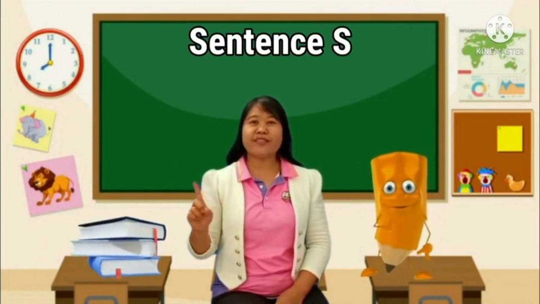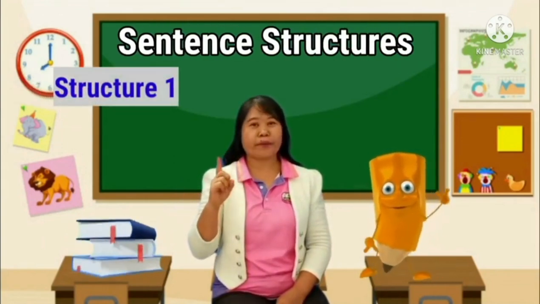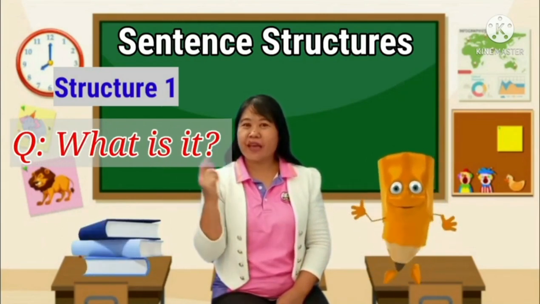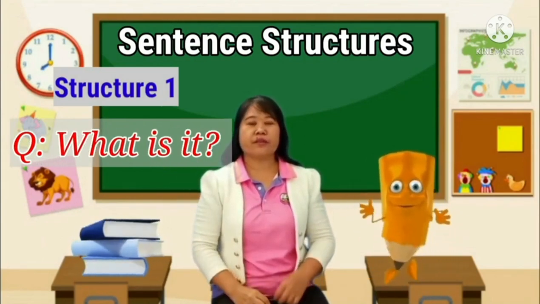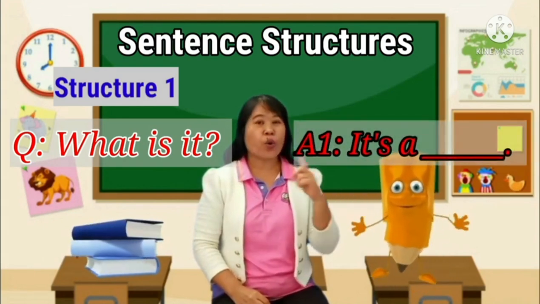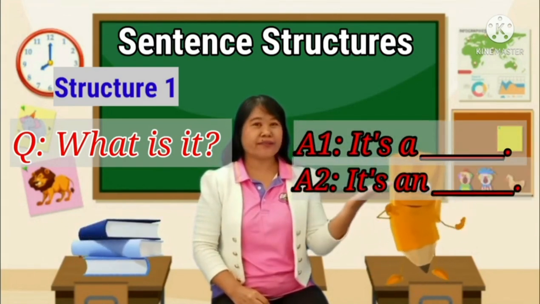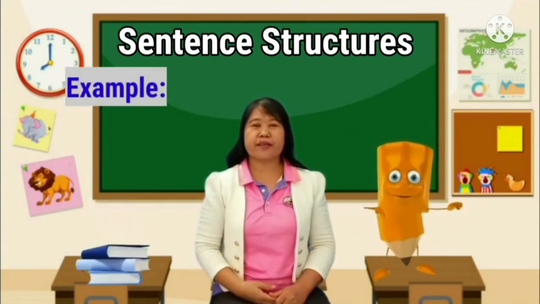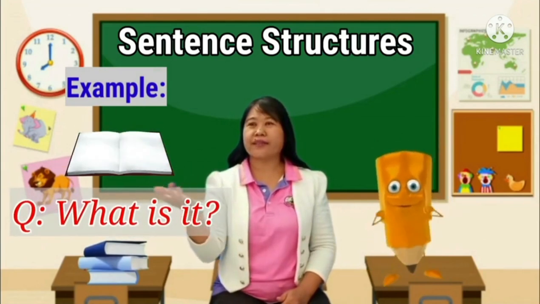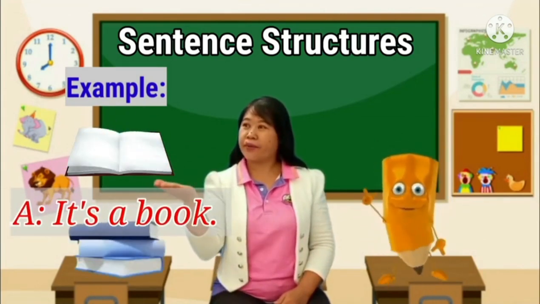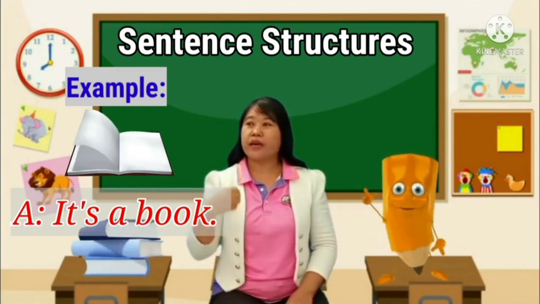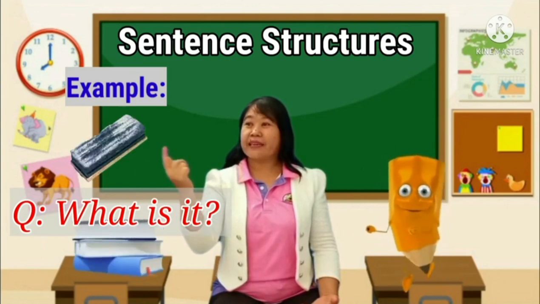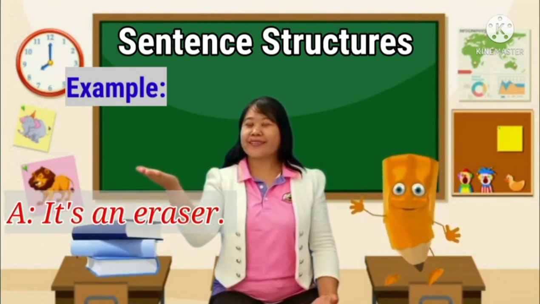And for our sentence structures, number one, question. What is it? And you will answer, it's a or it's an. Example, please repeat after me. What is it? It's a book. One more time. It's a book. What is it? It's an eraser.